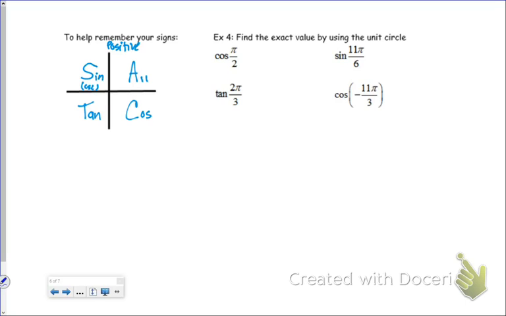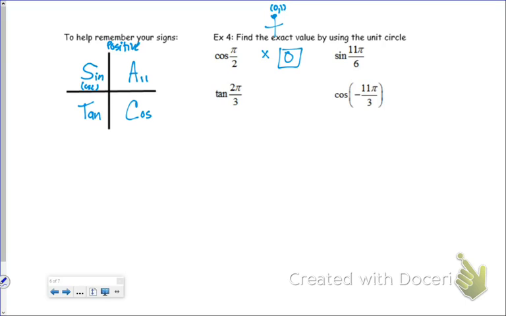All right, so to actually answer those same questions we were doing earlier, all I need to do is determine the coordinates. So the cosine of pi over 2, that is saying what is the x-coordinate at pi over 2. So pi over 2 on my unit circle was up here. That point, if I were to plot it, would be 0, 1. The x-coordinate is 0, so the cosine of pi over 2 is 0.